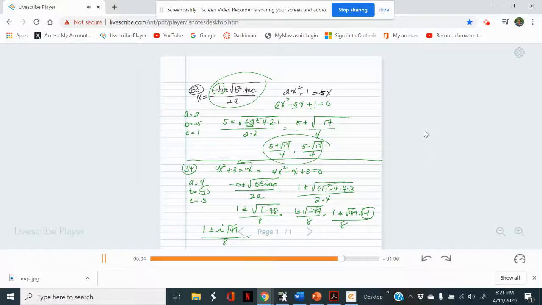Sometimes you may see the answer written this way. You may see it written as 1 over 8 plus the square root of 47 over 8i, and then 1 over 8 minus the square root of 47 over 8i. All right, so these are two different ways of writing the same answer.